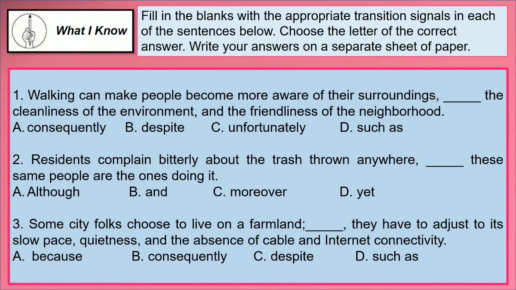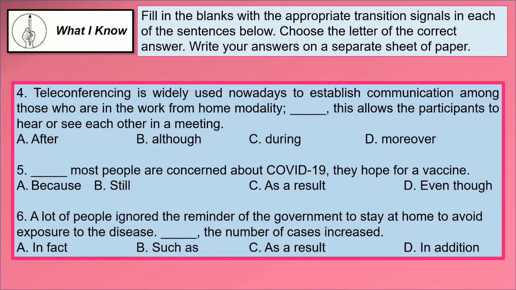Number 3. Some city folks choose to live on a farmland. Blank they have to adjust to its slow pace, quietness, and the absence of cable and internet connectivity. A. Because. B. Consequently. C. Despite. D. Such as. Number 4. Teleconferencing is widely used nowadays to establish communication among those who are in the work from home modality. Blank, this allows the participants to hear or see each other in a meeting. A. After. B. Although. C. During. D. Moreover.